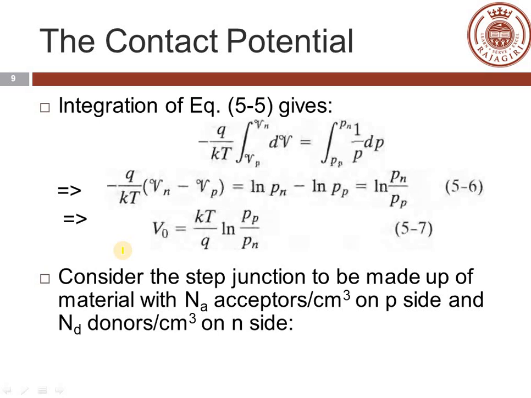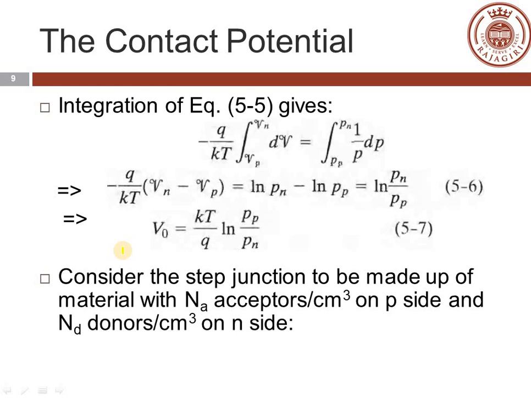Then we can write pp into np is equal to nn into pn, which is equal to ni square, which is the same as the equation we have studied earlier, which is n0 p0 equal to ni square. Equilibrium hole concentration into equilibrium electron concentration equal to square of intrinsic concentration.